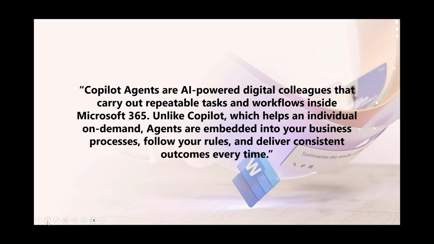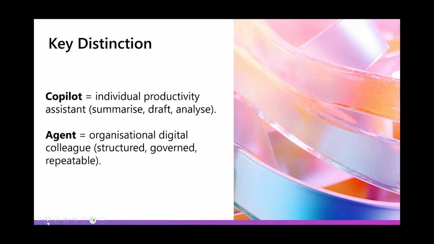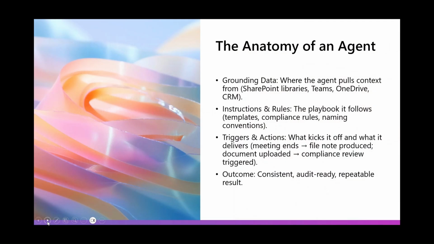So as I mentioned, unlike Copilot in a chat-based scenario, which helps individuals with on-demand type of things like summaries or drafting or things like that, agents are really embedded into business processes. They follow your rules, your instructions that you give it, and they deliver consistent outcomes every single time. There is that key distinction, just to reiterate. Copilot, individual productivity, drafting, summarizing, analyzing. Agents, more around your organizational digital colleagues, more structured, more governed, and more repeatable.